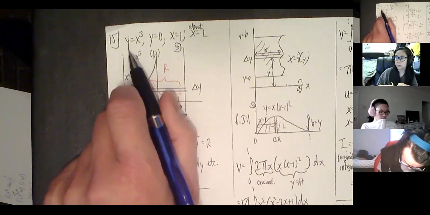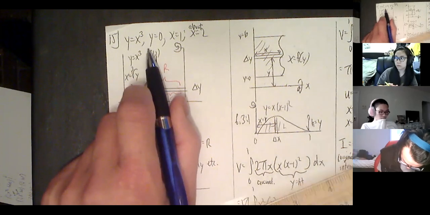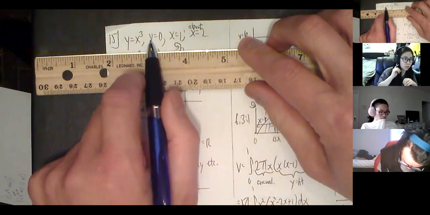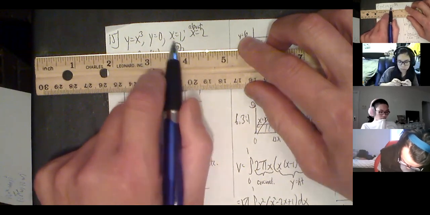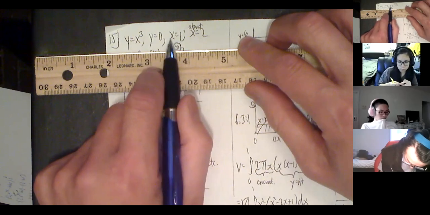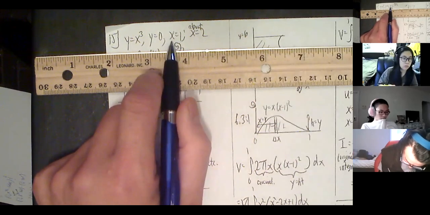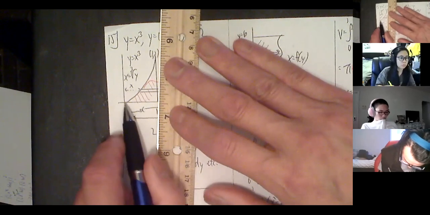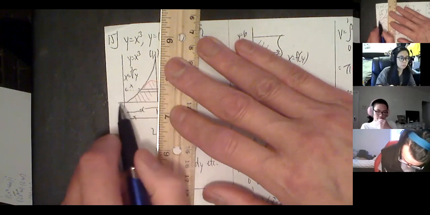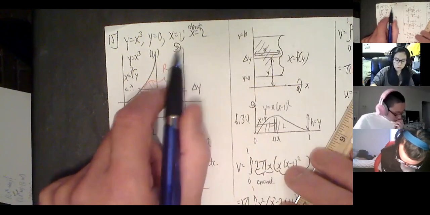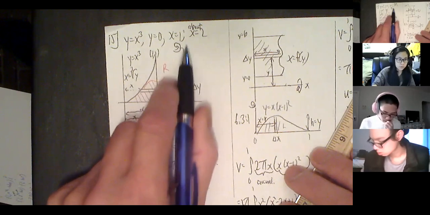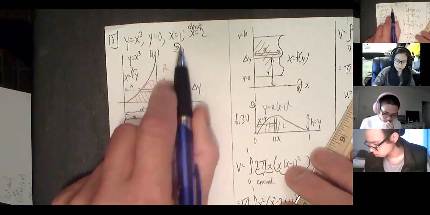So here we go. Y equals x cubed, bounded by y equals 0. Y equals 0 is the same thing as the x-axis, and x equals 1. What kind of a line is x equals 1? X equals 1 is a vertical line. So this is my picture. X cubed, the x-axis, y equals 0, x equals 1, and I'm spinning it about x equals 2. So I'm taking this picture and spinning it way over here.